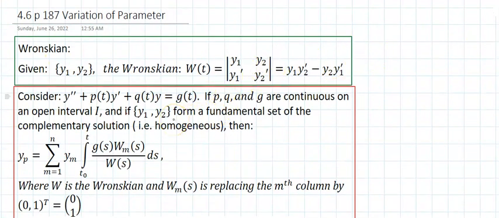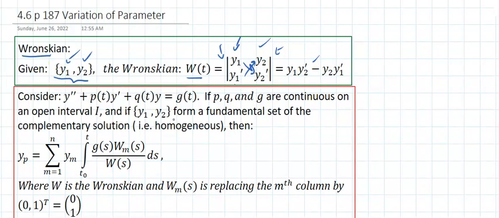Variation of parameters in section 4.6, that's on page 187. We talk about first what's known as the Wronskian, capital W for Wronskian. So given a set of solutions, or a list of solutions, the Wronskian would be listing the first and taking a derivative, listing the second and taking a derivative, and finding the determinant, which is the product of those minus the product of those. And there it is.